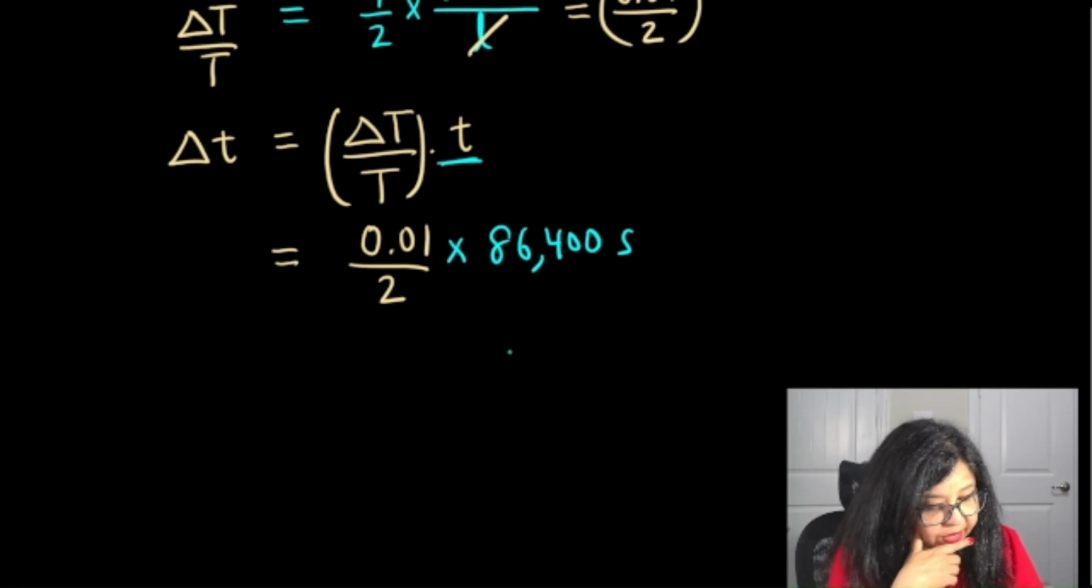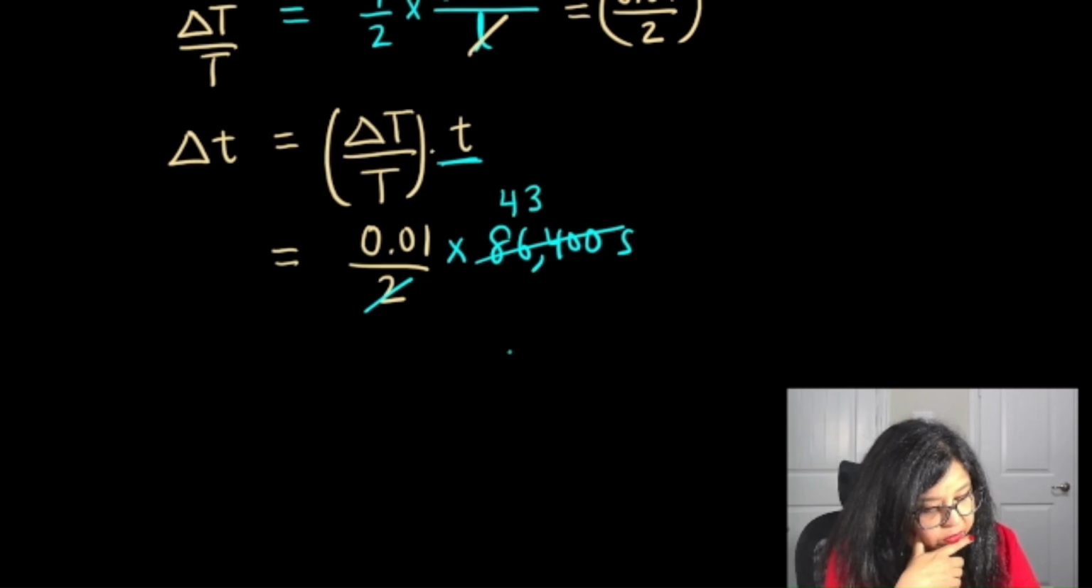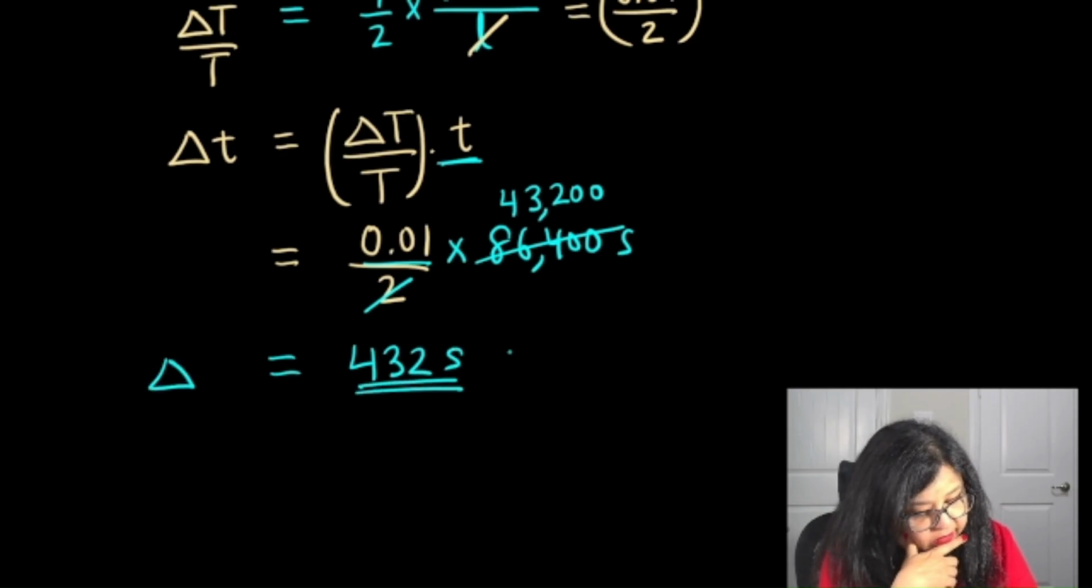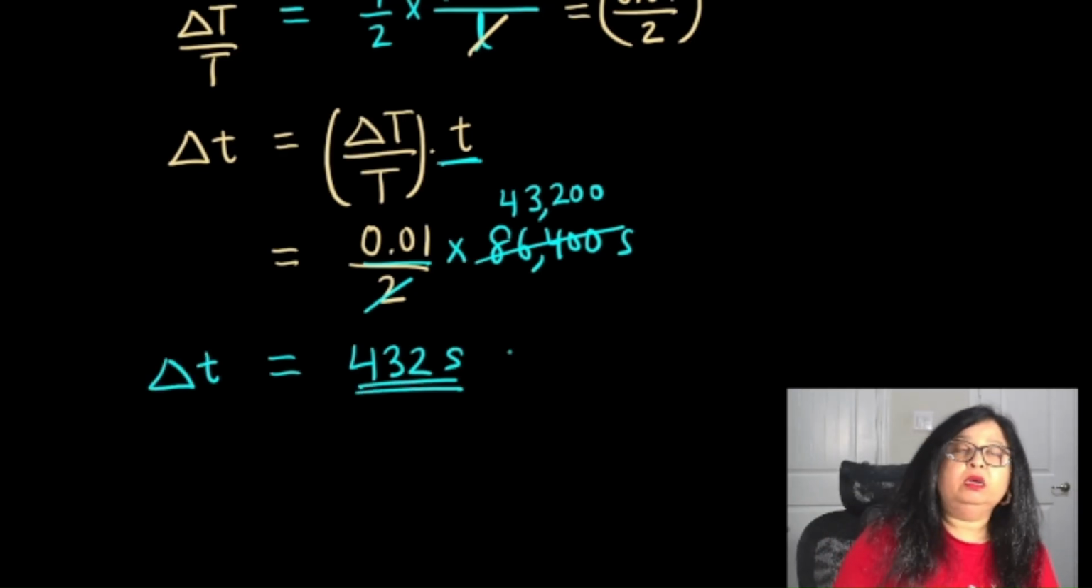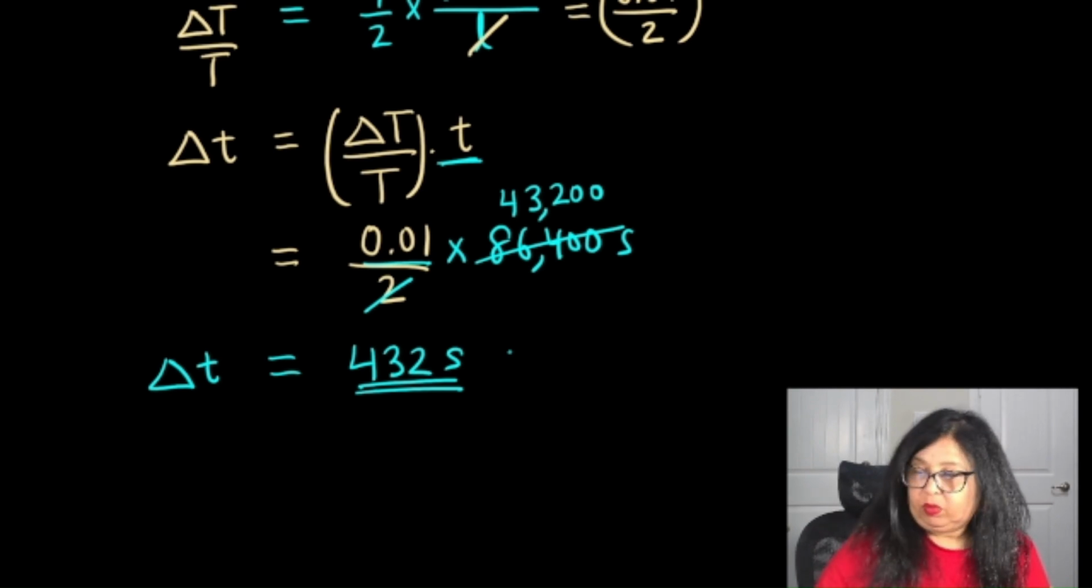Okay, what do we get from here? 2 goes into 86,400 how many times? 43,200 times 0.01. So that gives us 432 seconds. This is the error in the clock in 1 day.